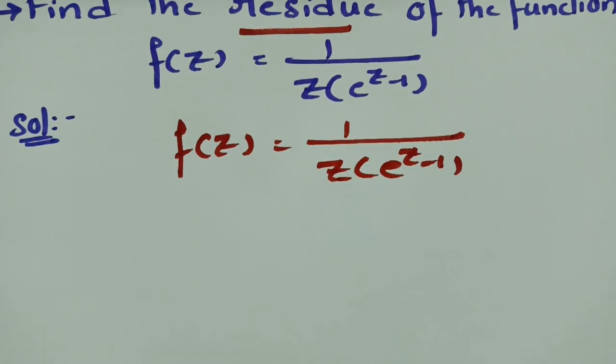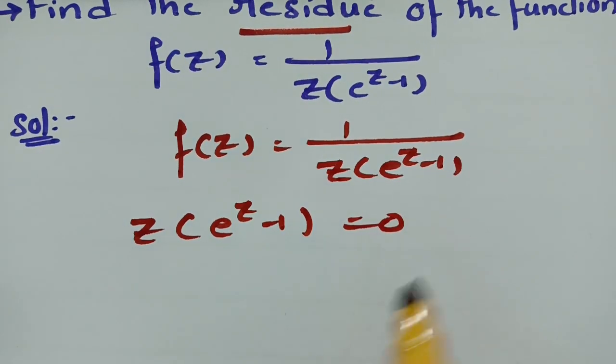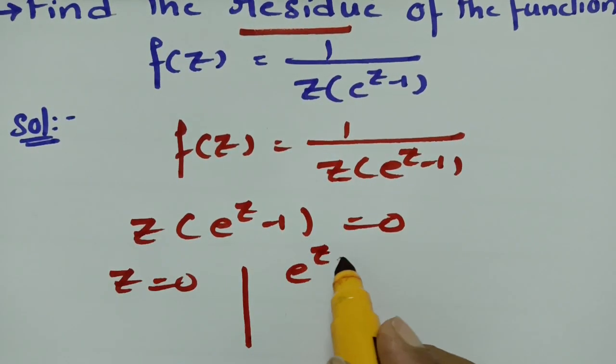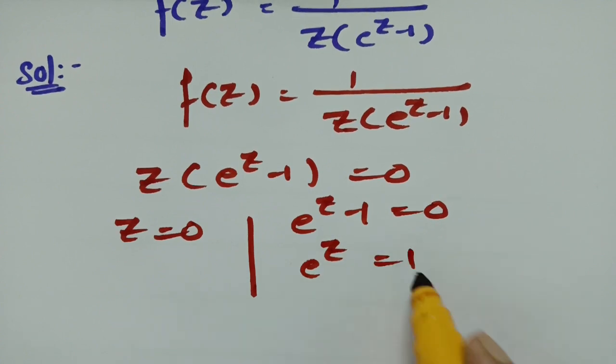So, if you equate the denominator to 0, we are going to get the poles. That is, z(e^z − 1) = 0. So z = 0, and e^z − 1 = 0. Clearly, z = 0 is a simple pole, and here e^z = 1.